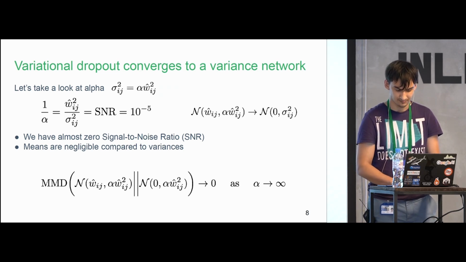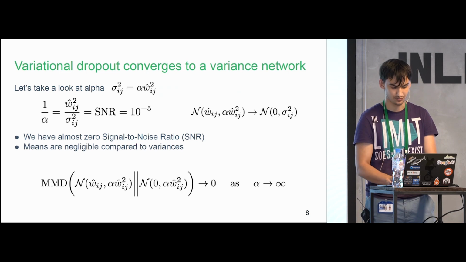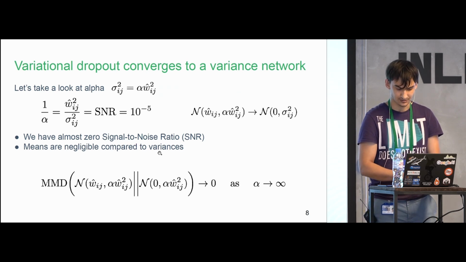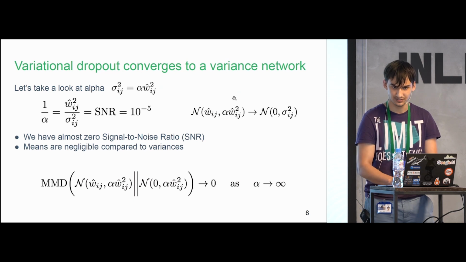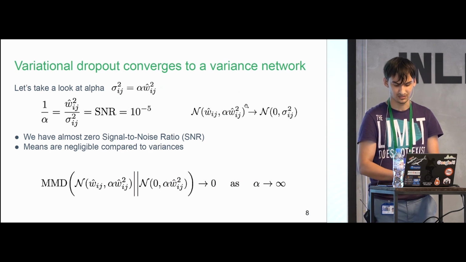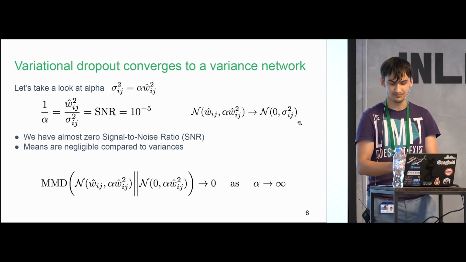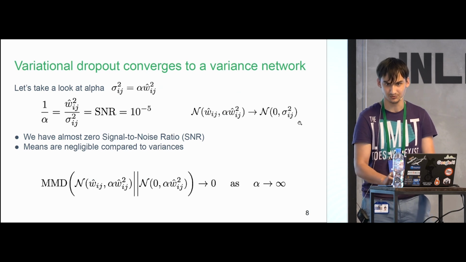So what you can do, and you can actually show it, is that you can take this approximate posterior distribution with mean W and variance alpha W squared, and substitute it with a zero-mean distribution. So this is a Gaussian distribution with zero mean and some variance sigma squared, which is equal to alpha mu squared.